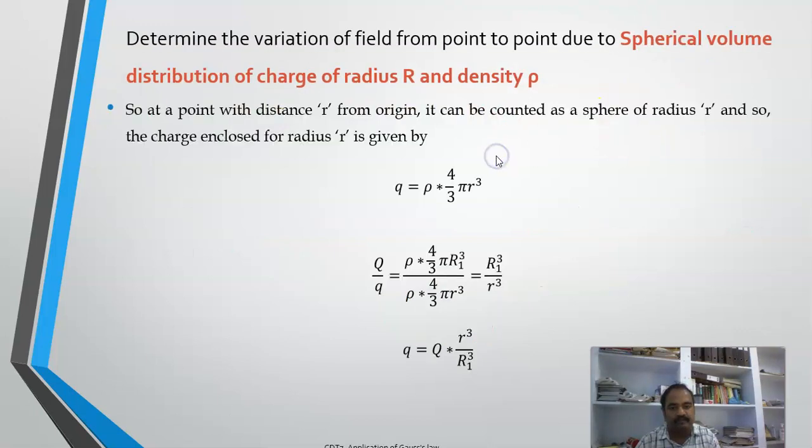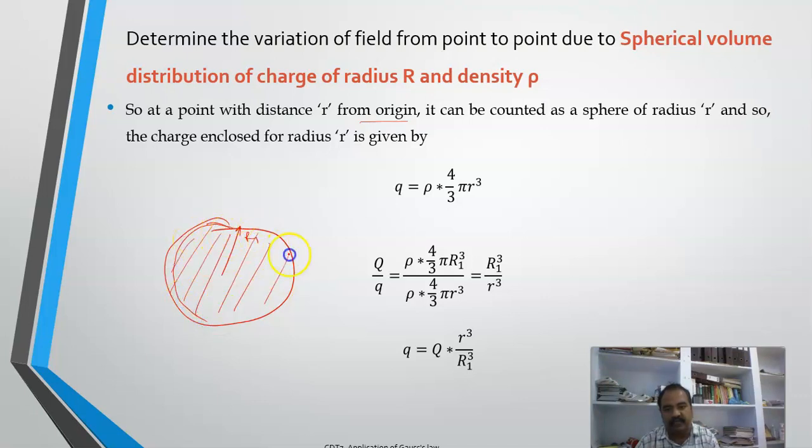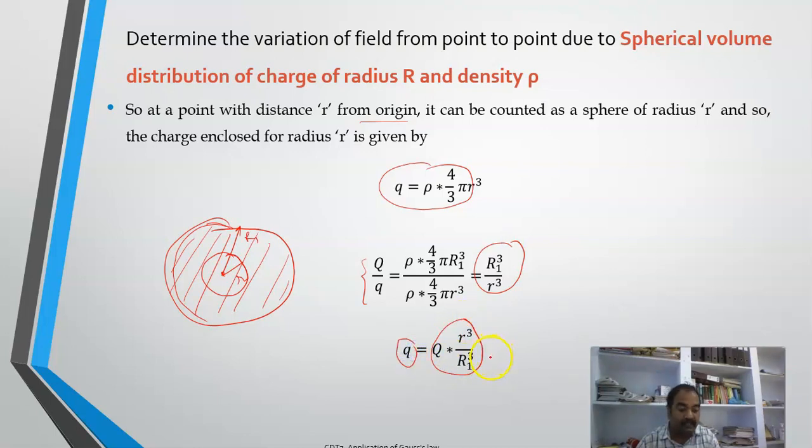Now, at a point with distance r from the origin, let us suppose this is the sphere and this is R1. I am not considering the entire R1, I am considering only a small region. So this is r, and here the charge q will be rho into 4 by 3 pi r cubed. Now I will take the ratio of these two. What will I get? I will get R1 cubed by r cubed. So the small q is in the ratio of the cube of the radius.